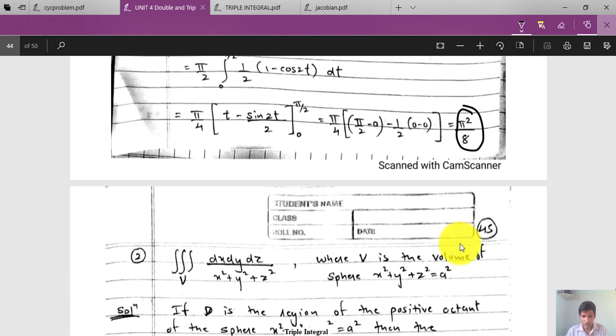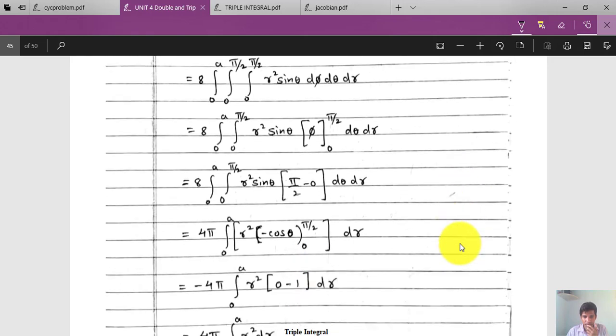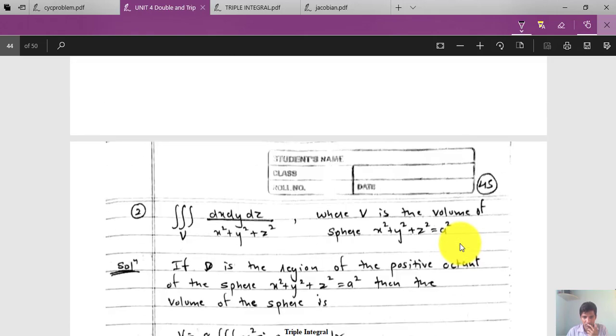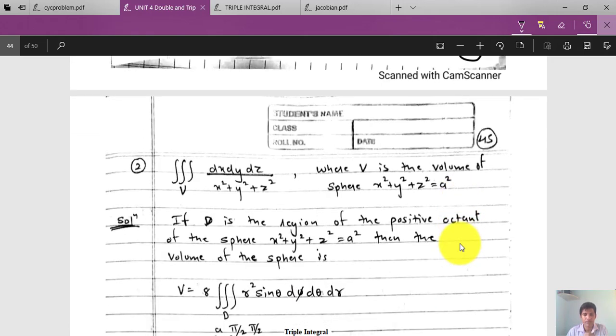Okay, now let me check this problem. Yeah, evaluate.